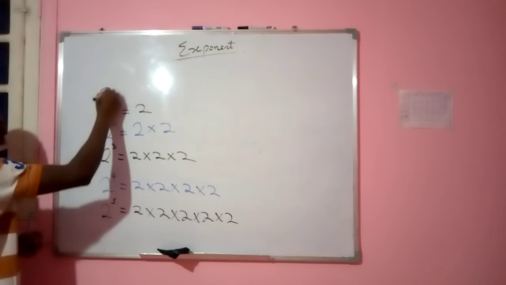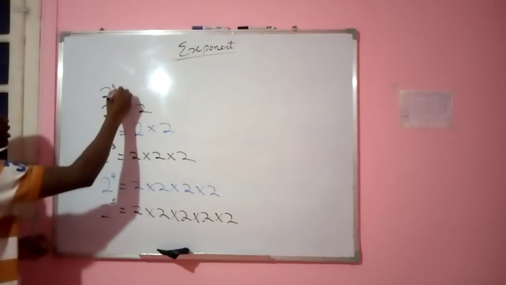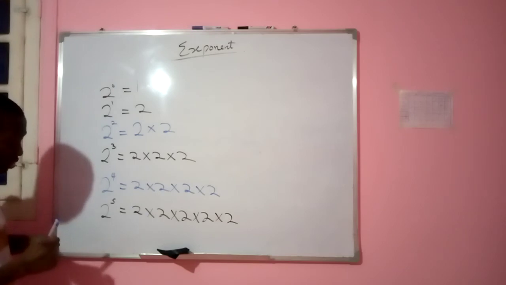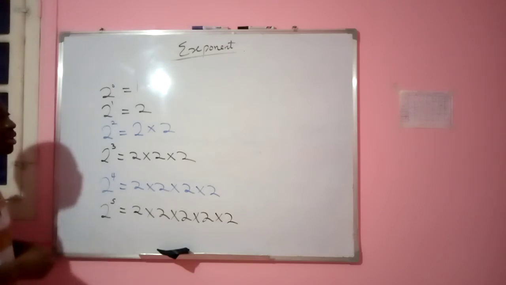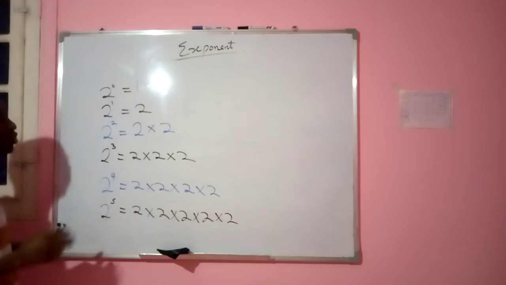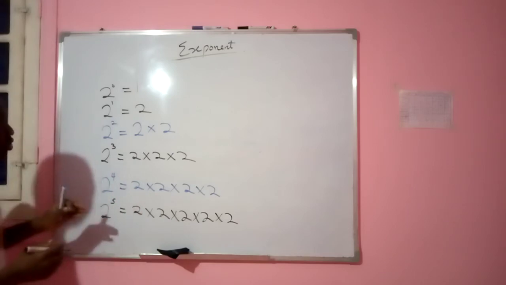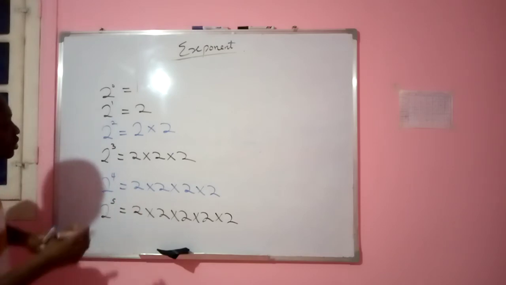And we have 2 raised to the power of 0. 2 raised to the power of 0 equals 1. There will always be a factor of 1 for any exponent we have. 2 raised to the power of 0 is 1. Any number raised to the power of 0 is equal to 1. And we have a negative exponent also, and maybe we can talk about this.